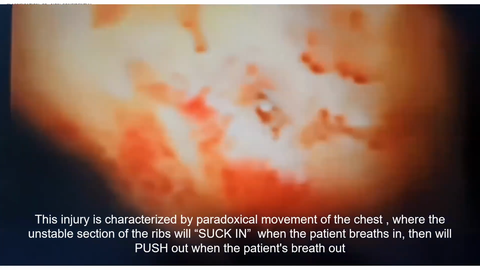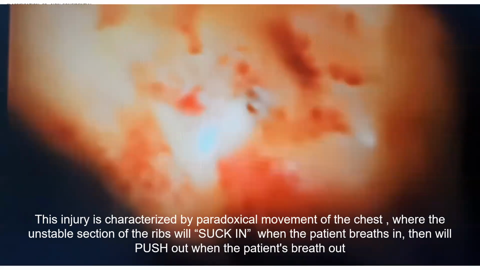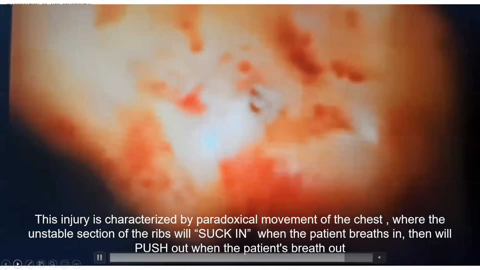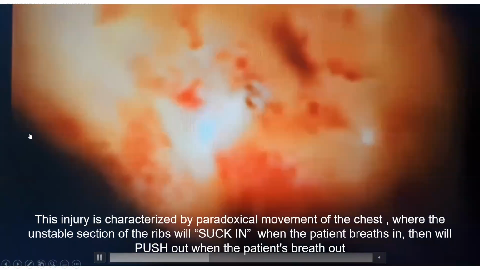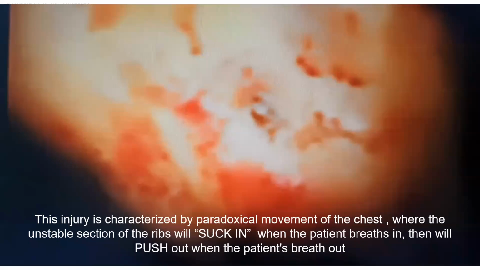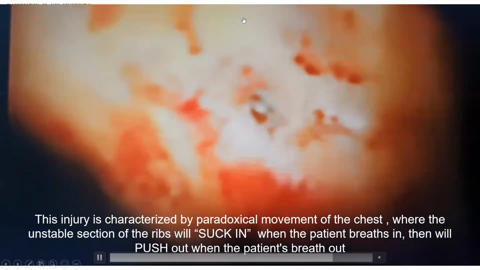This injury is characterized by paradoxical movement of the chest, where the unstable section of the ribs will suck in when the patient breathes in, and then it will push out when the patient breathes out.